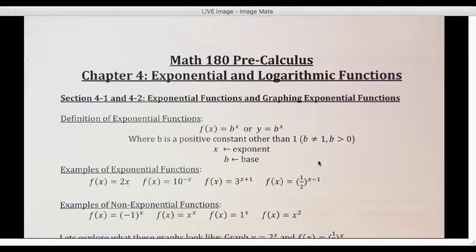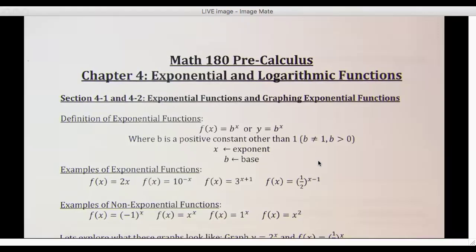All right, so this is chapter 4, and in this chapter, we are going to be looking at exponential and logarithmic functions. In this first section, we are going to be looking at the graphs of exponential functions and getting a little bit of experience with how they work.